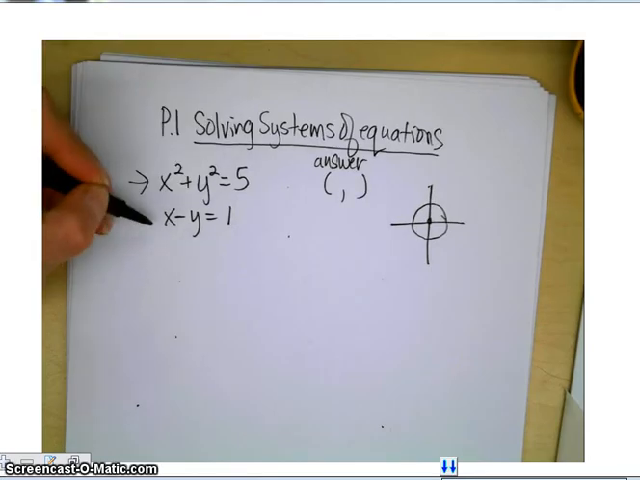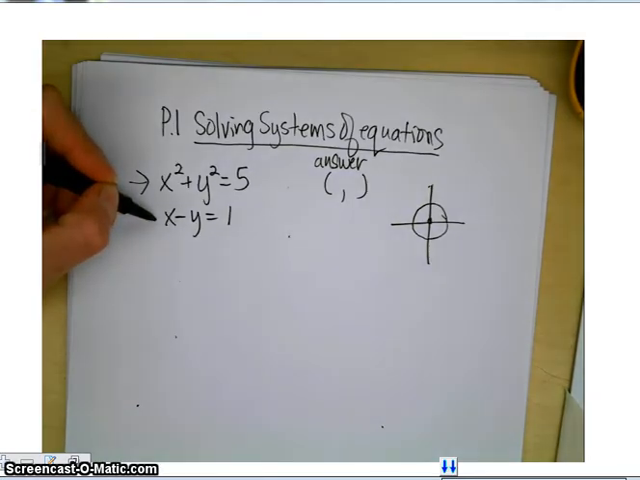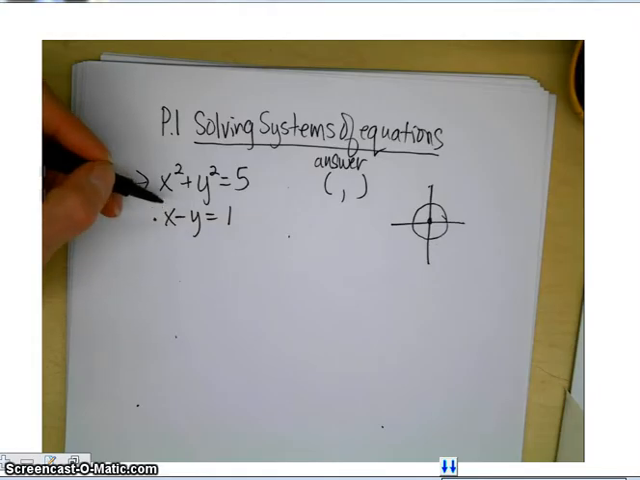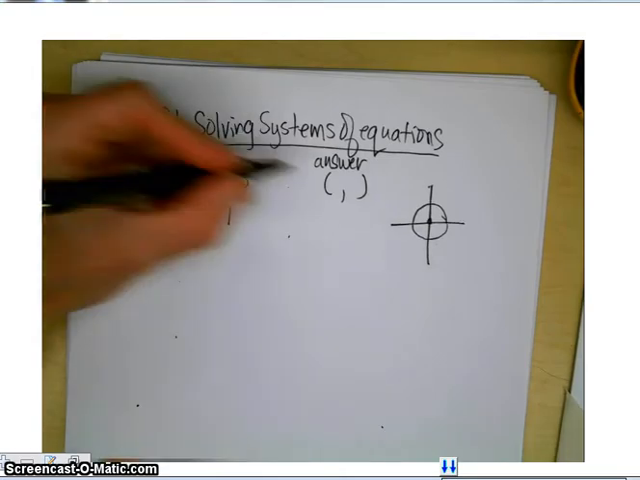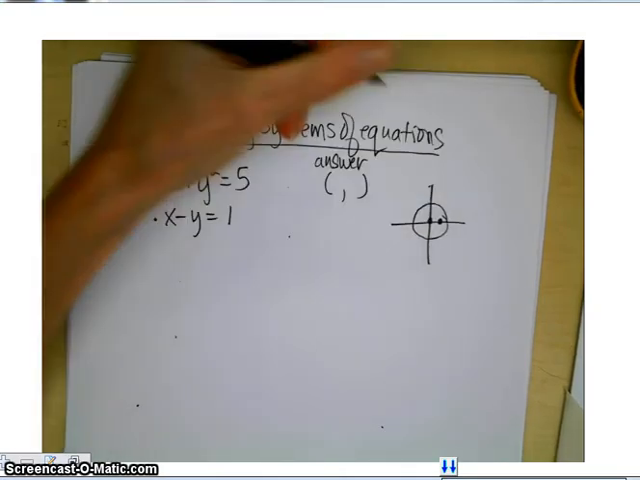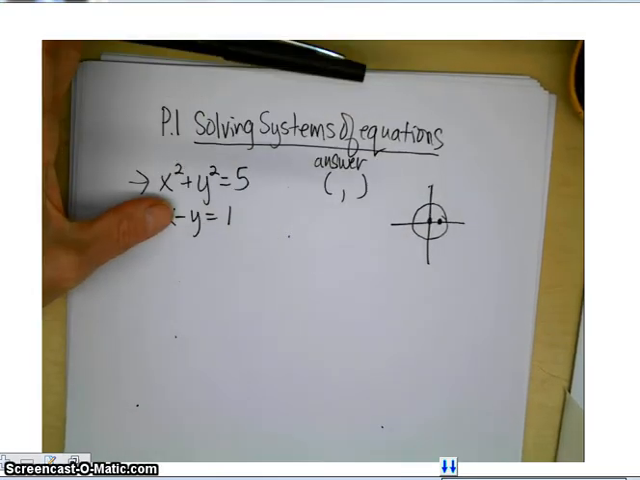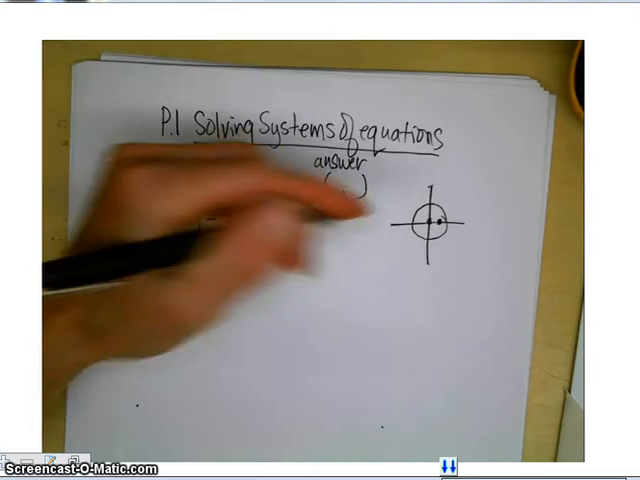What's this? A line. Okay? What's the x-intercept of that line? Make y equal 0. What is the x-intercept? 1. And the y-intercept? -1.